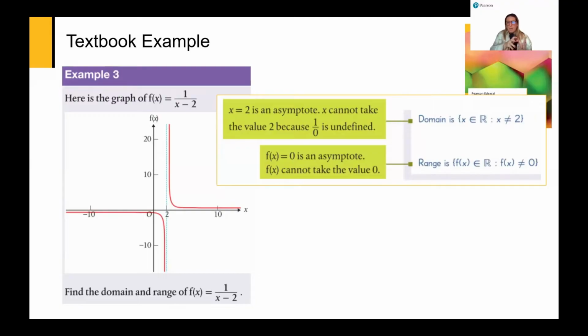For the range, f of x equals 0 is an asymptote. Obviously, the function of x can't take the value of 0. So the range is f of x such that it belongs to the real numbers, and so f of x cannot equal 0 for the range.